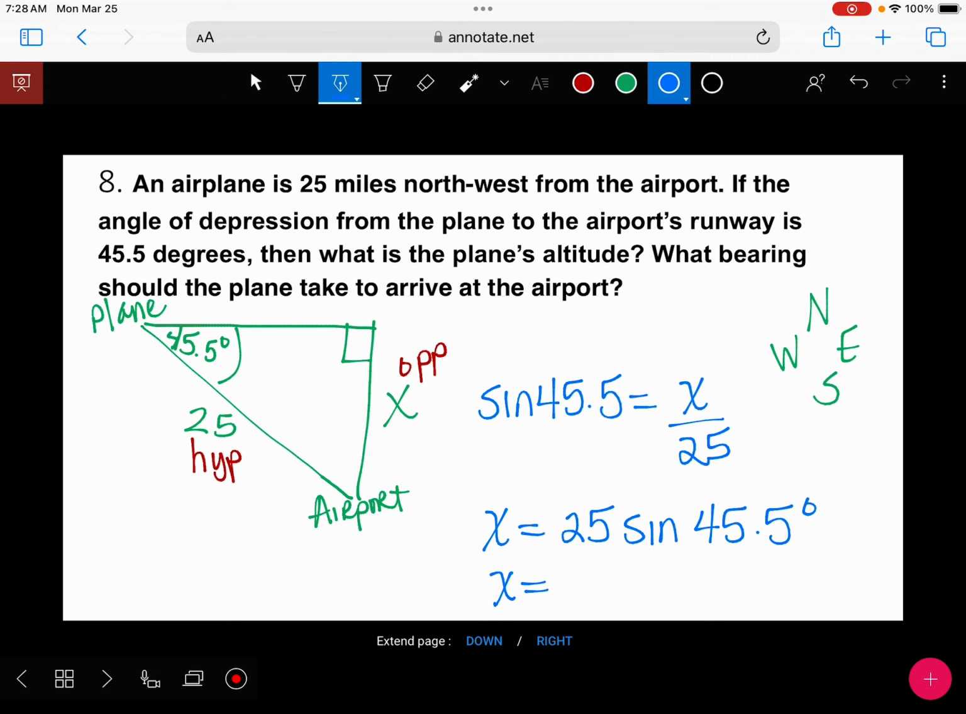Right, so 25 times the sine of 45.5, I got 17.831 miles or 17.8 miles. Who had something close to 17.8?